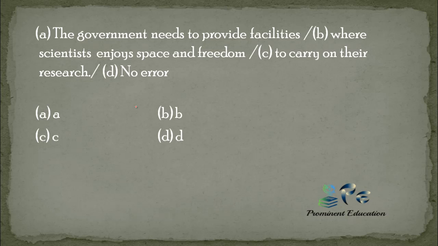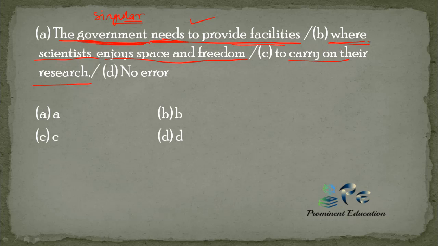Now moving on to the next question. The government needs to provide facilities where scientists enjoy space and freedom to carry on their research. Whenever you have a structure like this, try to locate the subject first. The government here is the subject, which is singular, and needs a singular helping verb. Needs here is singular, so this statement is absolutely correct. This part A is absolutely correct.